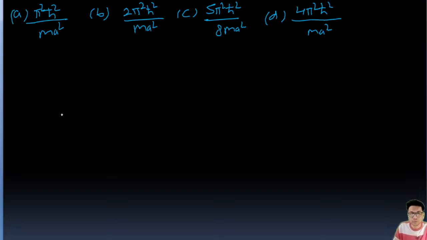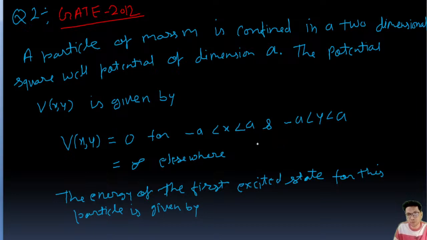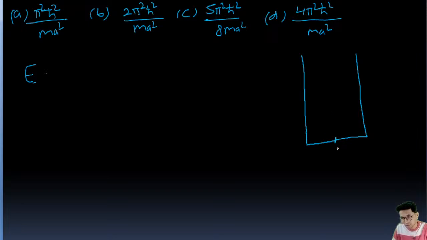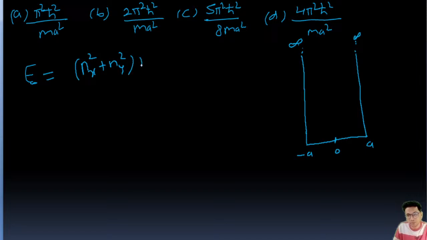So here I already explained earlier, understand guys, this is a symmetric potential, from minus A to A, around 0. So for a symmetric potential, we know the energy for 2D is nx square plus ny square, because the sides are equal, times pi square h cut square upon 2mL square.